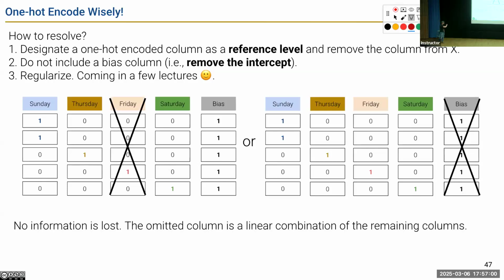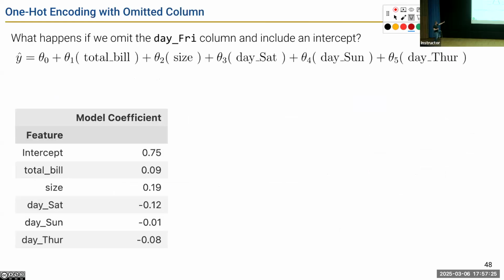Keep in mind, in both of these cases, the exact same information is being computed. In both of these cases, the omitted column is a linear combination of the remaining columns. We have the same information in both cases. So that's why the models that we fit are going to generate exactly the same predictions. But we're going to get some convenient interpretations by using the left-hand side. So let's do that now.